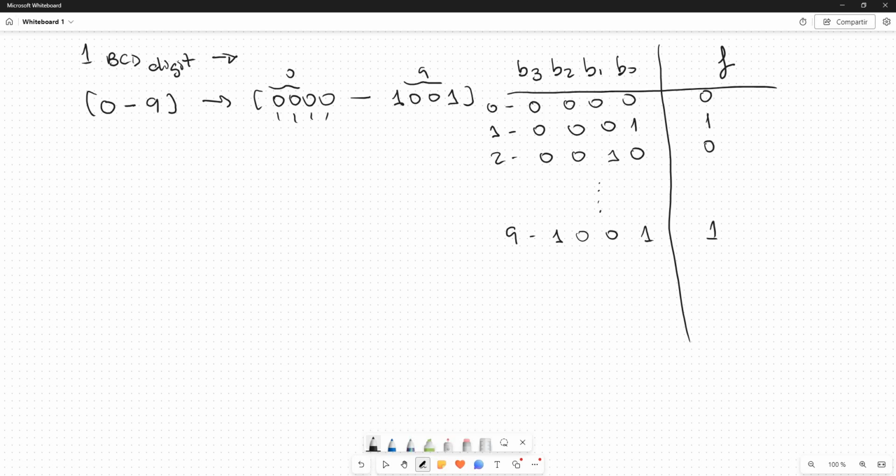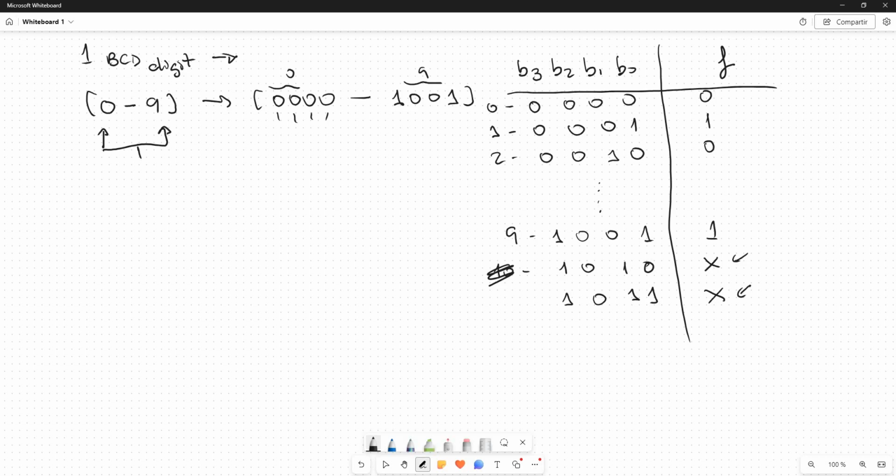But we know that a BCD digit only covers numbers from 0 to 9. That is the interval of a decimal digit. So what happens with the rest of the combinations? For example, this in binary. This is not inside the codification of a BCD digit. We don't care about what happens with the combination. Instead, we are going to write an X in the truth table. We treat don't care conditions just by writing an X in those inputs in the truth table.